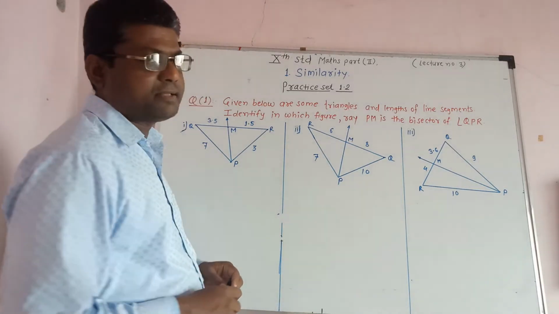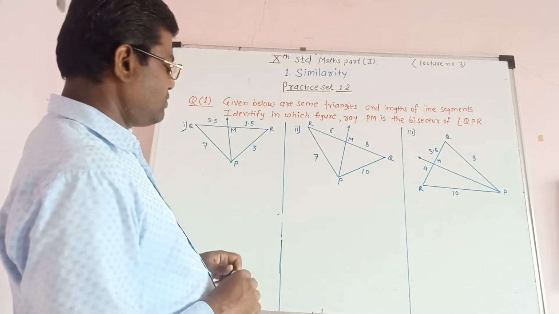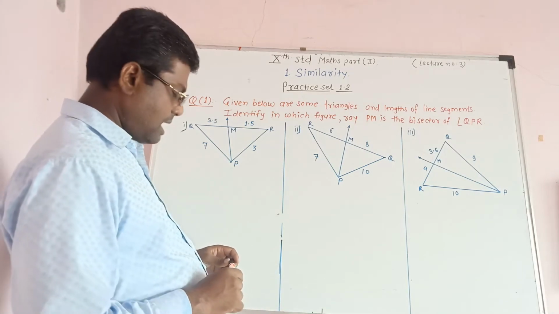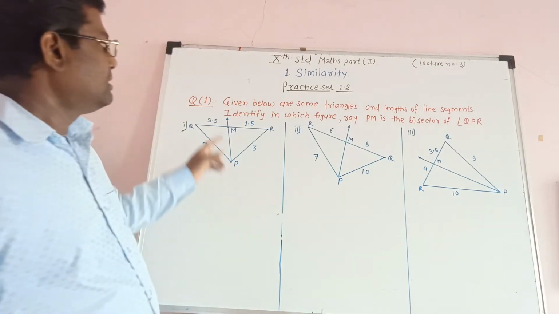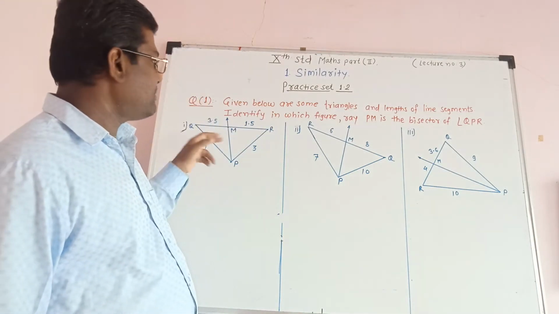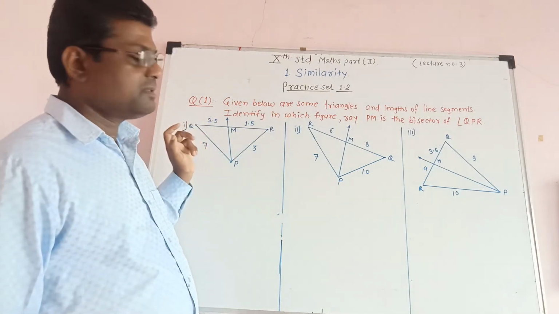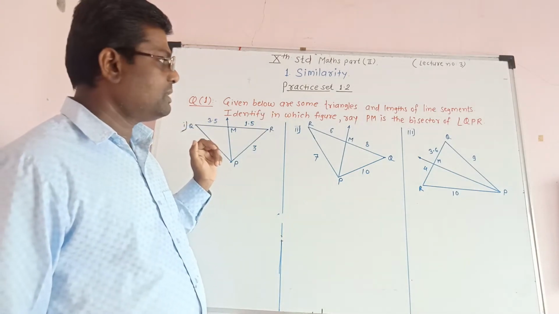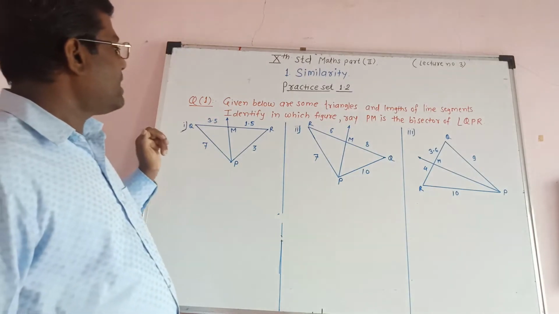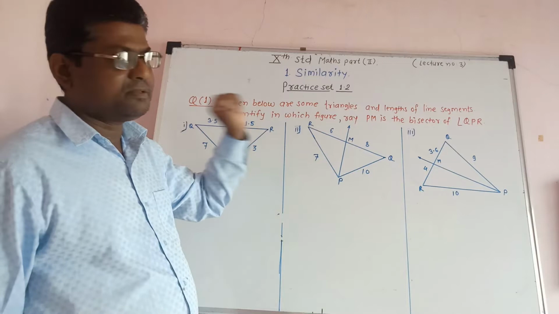Part two, lesson number 1, Similarity, Practice Set 1.2, and question number 1 is: given below are some triangles and lengths of line segments. Identify in which figure ray PM is the bisector of angle QPR. So we have to test the angle bisector theorem in these figures.